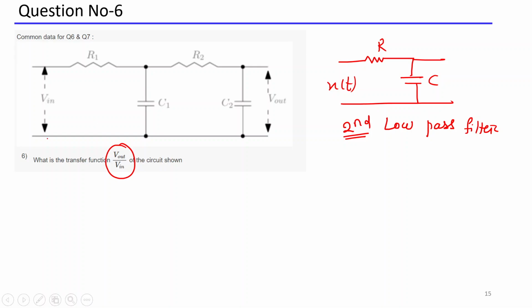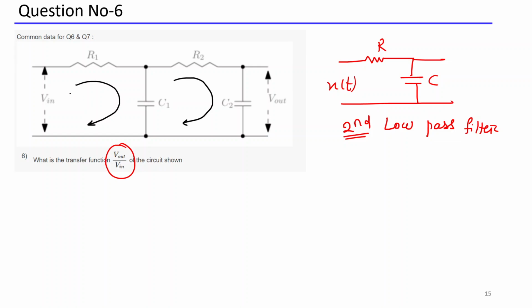So for finding out the transfer function of this circuit, the first step is to write the KCL or KVL equations. Okay, let me change color. You just need to write out the KVL equations: the first KVL equation and the second KVL equation. There are two loops.